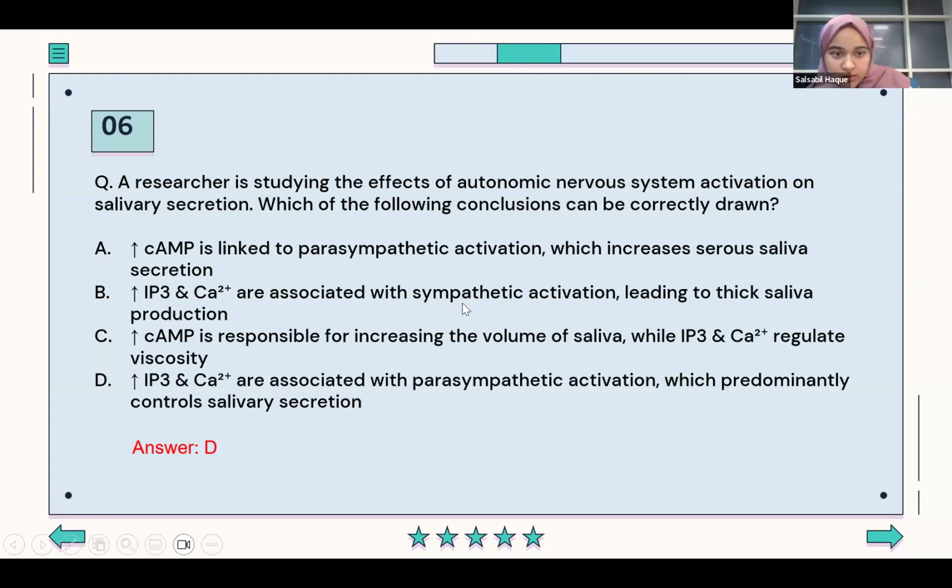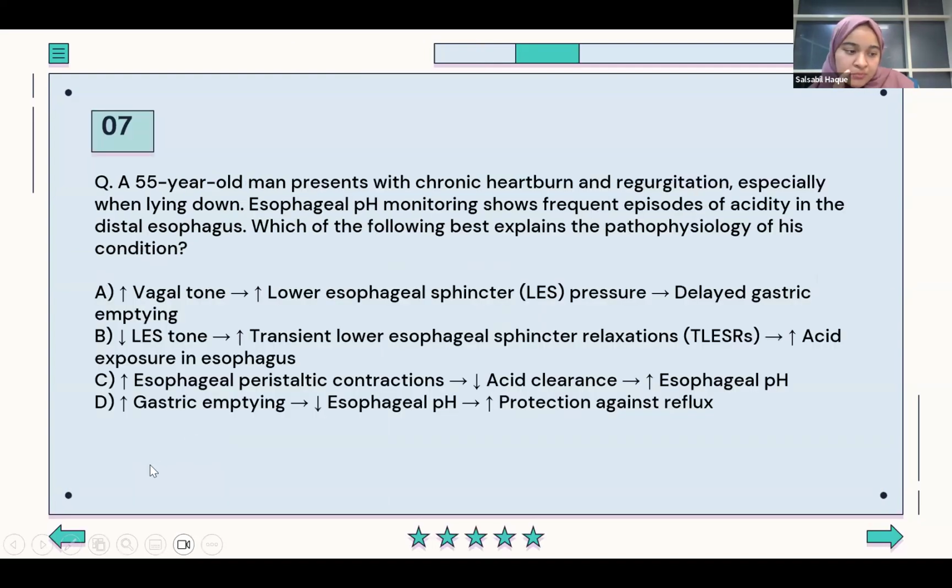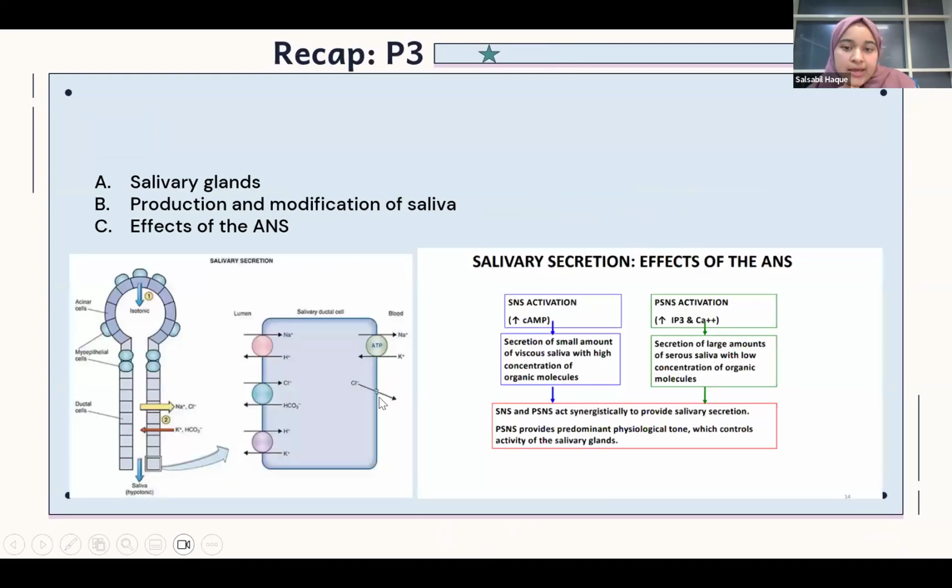And then we talked about how saliva is produced. It becomes more hypotonic as it passes through the ductal cells. Then we have some factors that increase or decrease saliva secretion. The sympathetic nervous system is basically fight or flight, so we don't have time for secreting saliva or resting and digesting, which is what the parasympathetic nervous system does. So with sympathetic activation, you will have secretion of small amounts of viscous saliva.